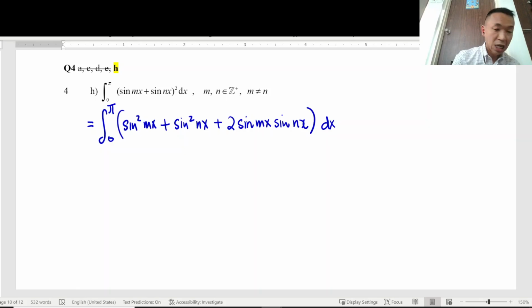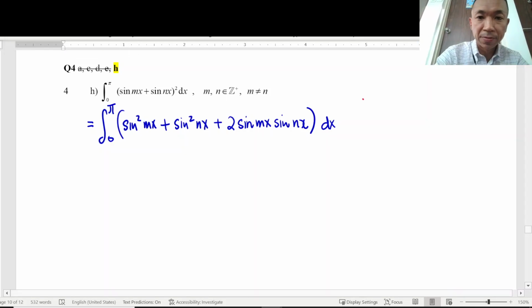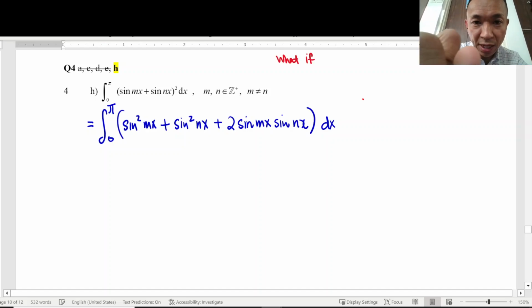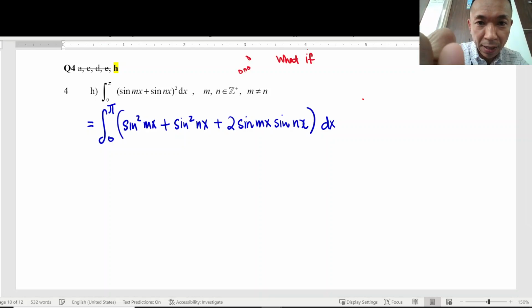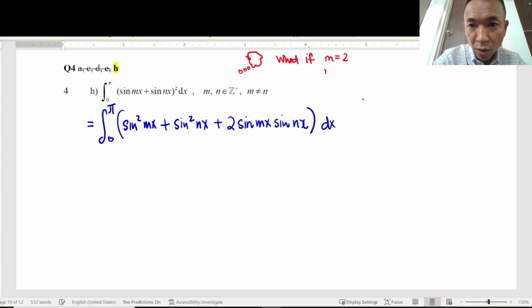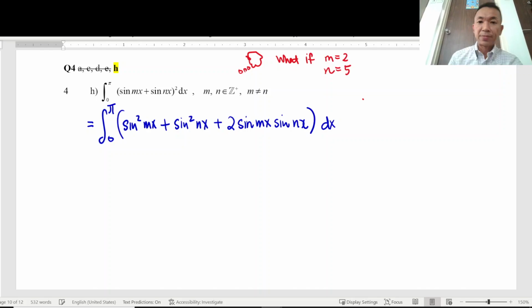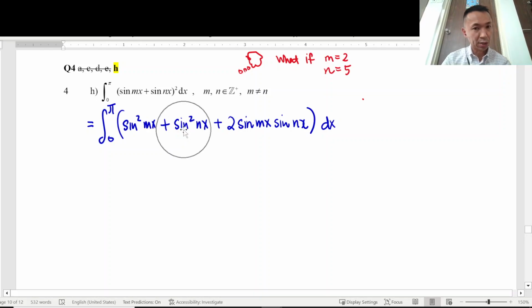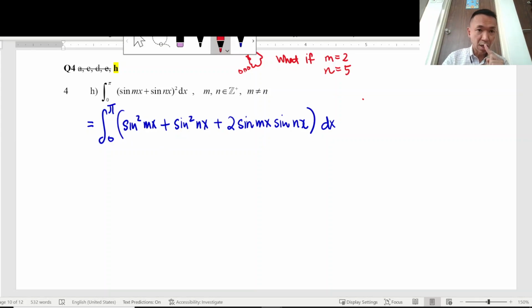Now recall, always think. What if your thought process, your bubble, what if M is 2, N is 5? How would you do this? I'm not saying you substitute 2 and 5 to solve it. I'm saying that you think, how are you going to do it if M is 2, N is 5?